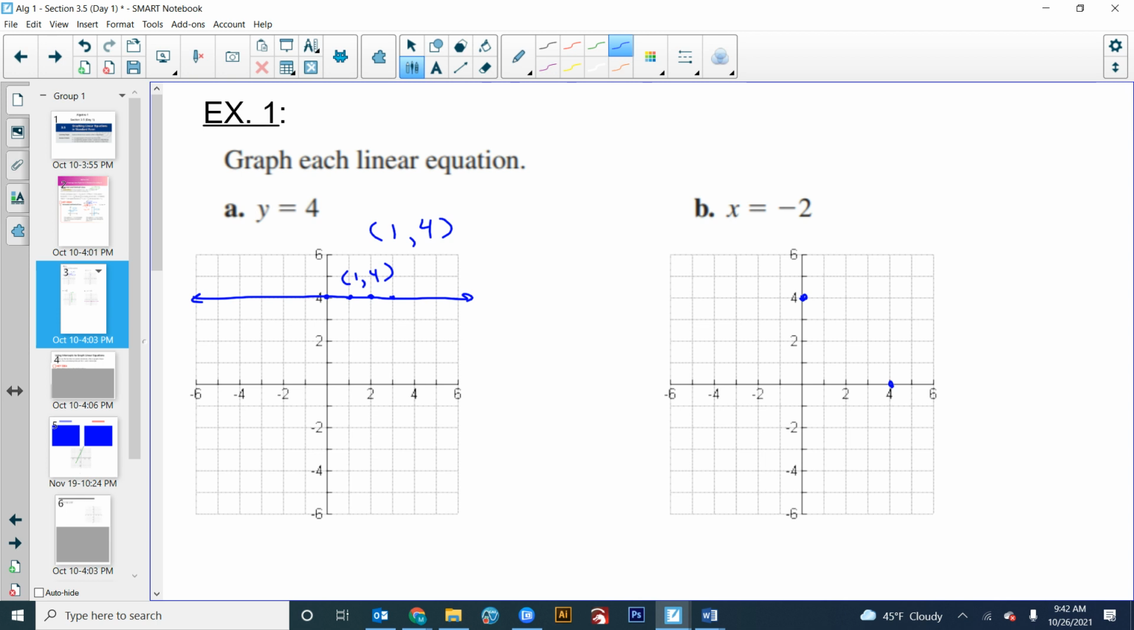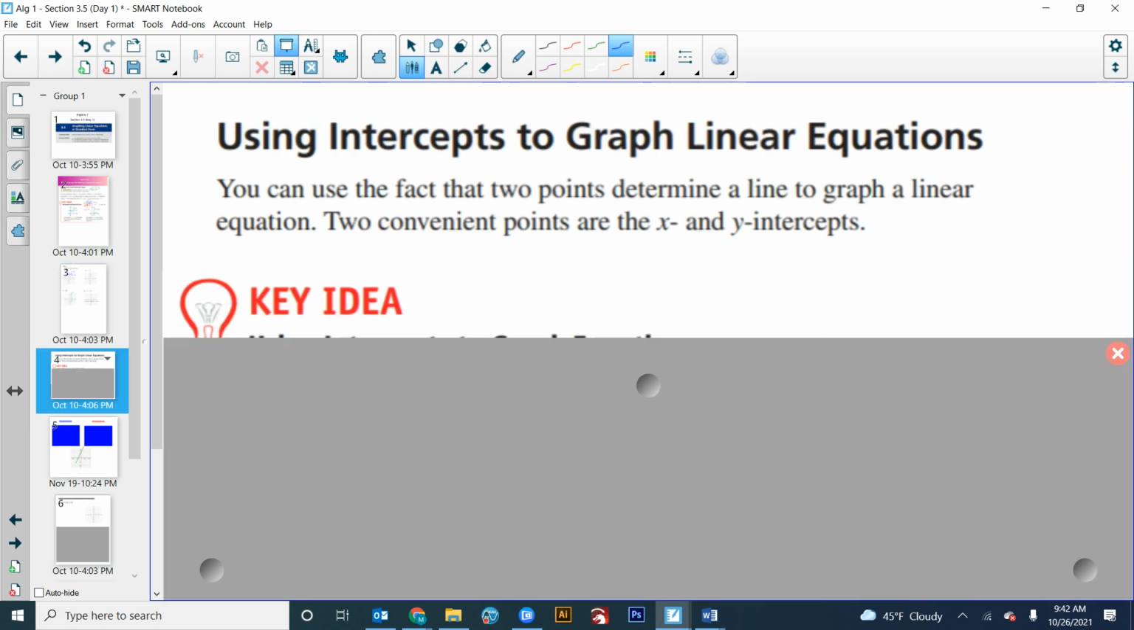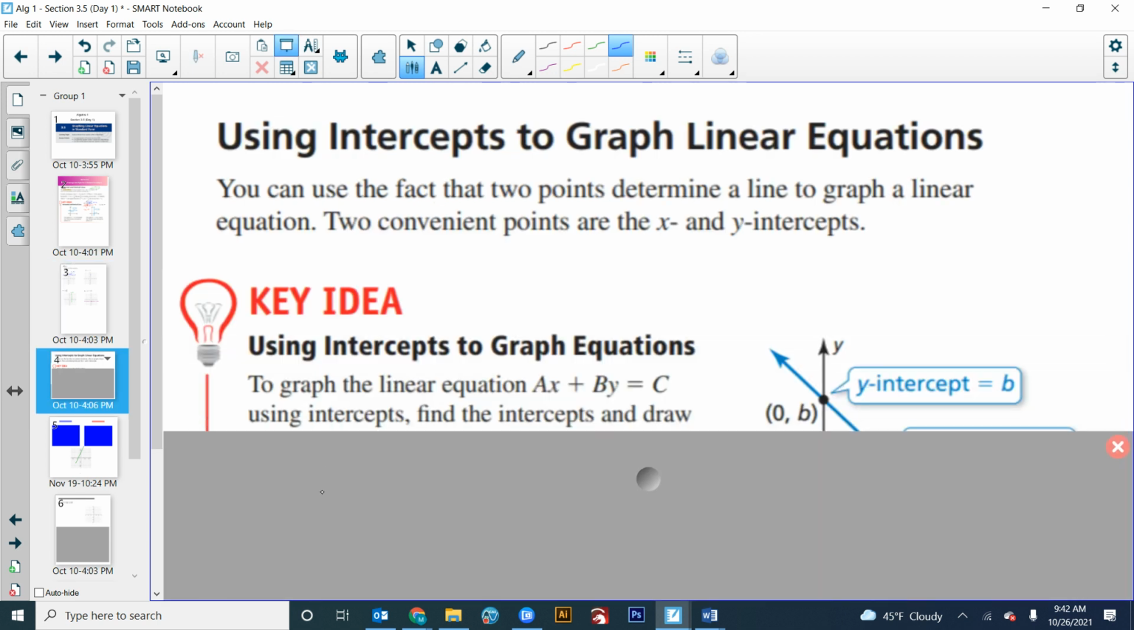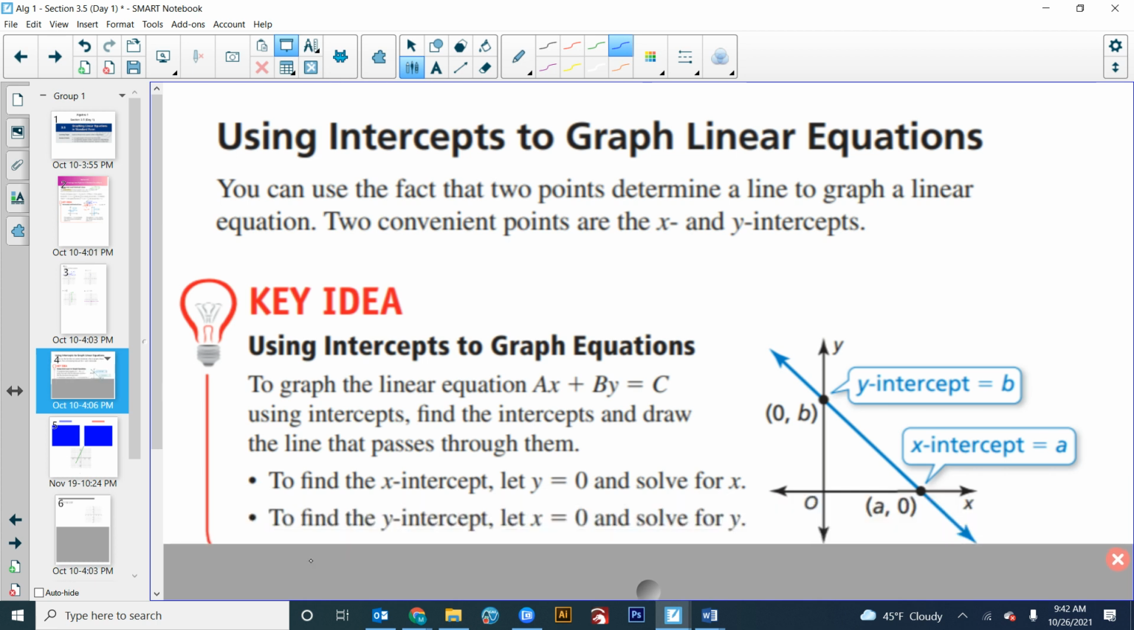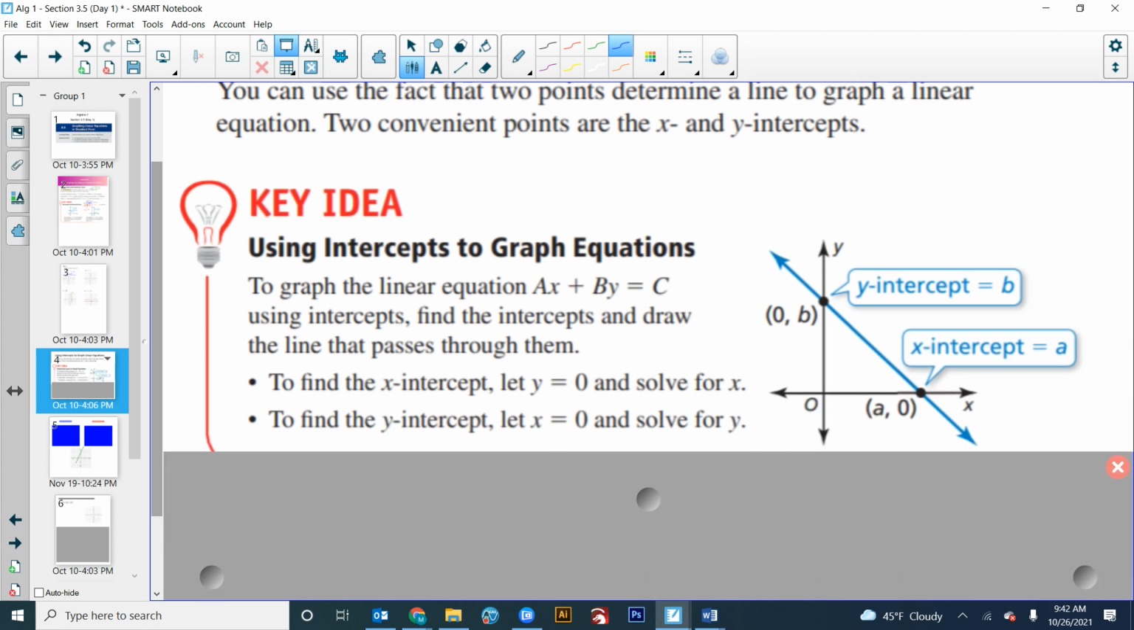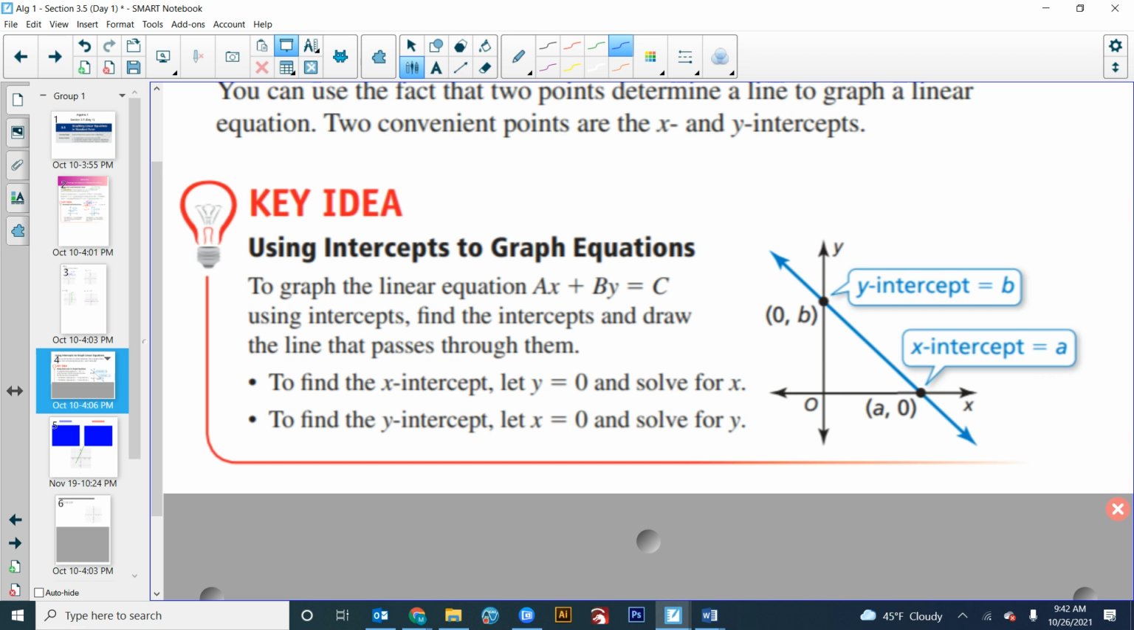So guys, what we're going to do is use the intercepts. We're going to be given an equation. We're going to find the y-intercept and the x-intercept, and then we're going to draw a line through those 2 points, graph a line that way.